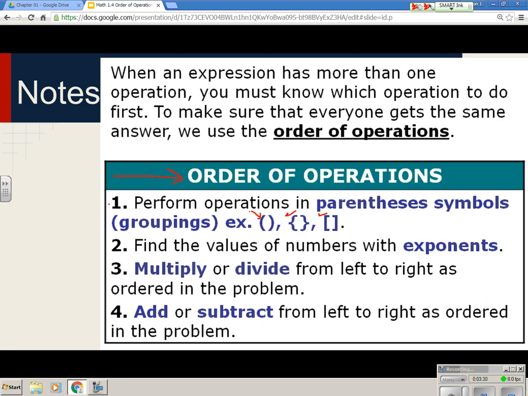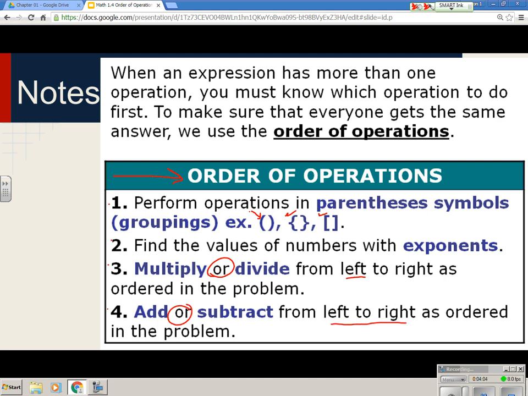Okay. The next thing you would do is you'd find the value of the exponents, which was in our previous lesson. If you forgot exponents, look back at that lesson. Then it's multiply or divide. Keyword here is or, because the first one you're going to do is the one that's on the left. So if there was a multiplication and then a division, you would do multiplication first. If there was a division and then multiplication, you'd do division first. Same with adding or subtracting. Again, or, and you're going from left to right.